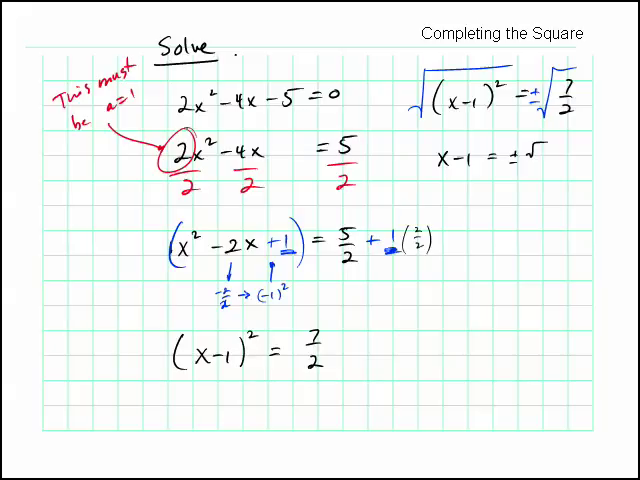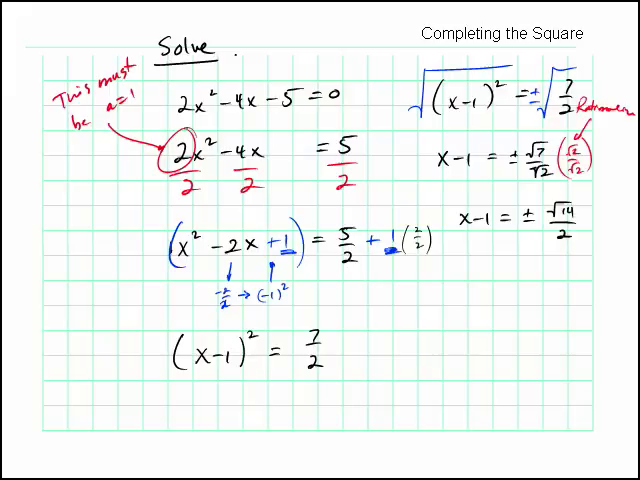Let's see, square root 7 over 2, square root 2, quotient rule, and I want to rationalize the denominator, so if I do that, I got to multiply by square root 2 over square root 2. Rationalize. That gives me x minus 1 equals plus or minus square root 14 over 2. I rationalize the denominator there.